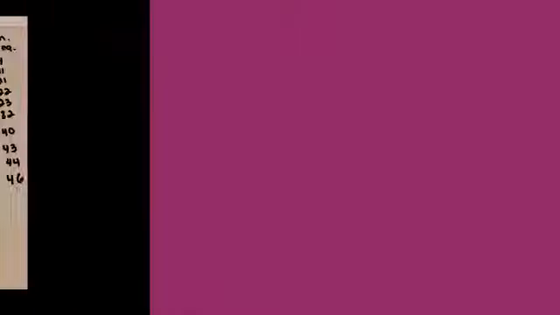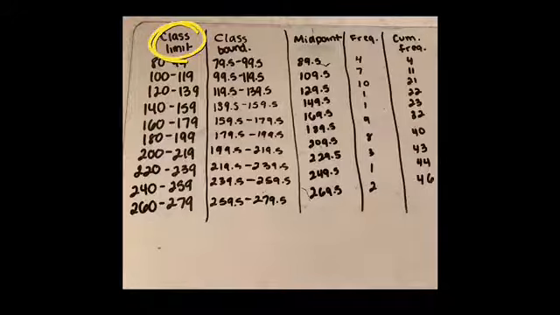This is the frequency distribution for the dataset. To construct this, start with the class limit. Find the lowest point in the dataset and the highest point. As you can see from the raw data, the lowest point is 80 and the highest point is 270.